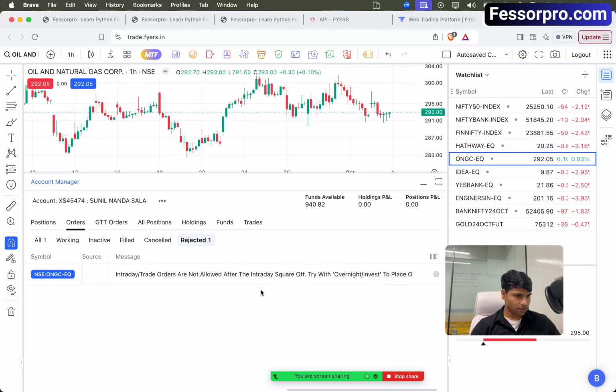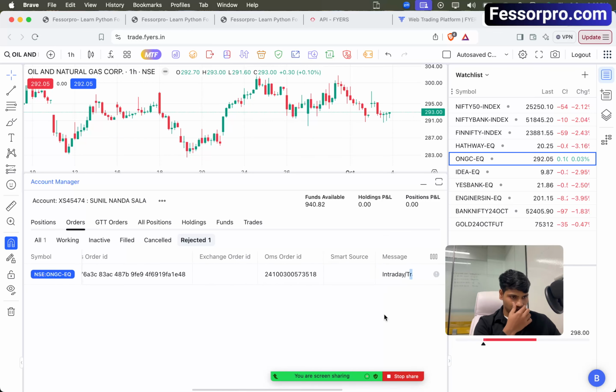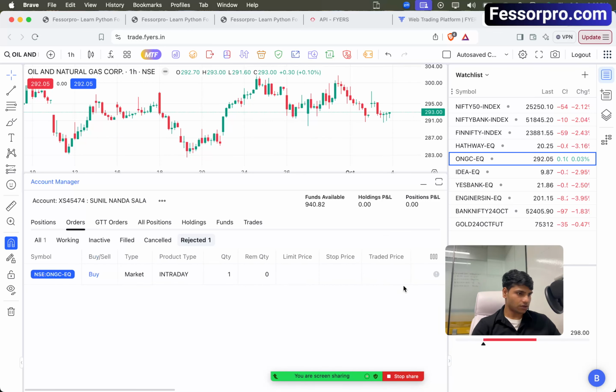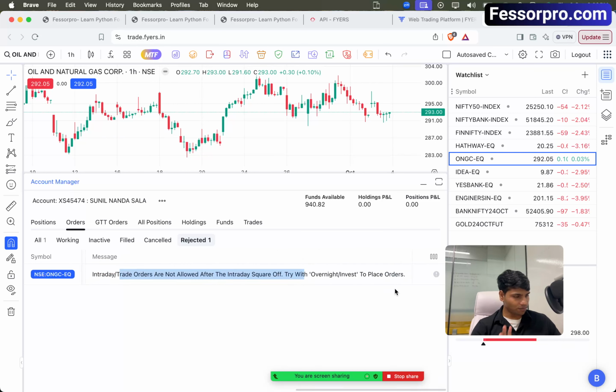And what was the reason? You can see the reason is trade orders are not allowed after the intraday square off. This type of order I cannot place when the market is closed. That's what the error is saying. So I'll try to place the same order, but I'll see the same error again.